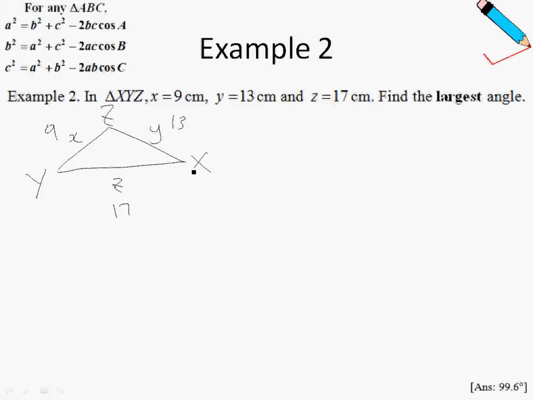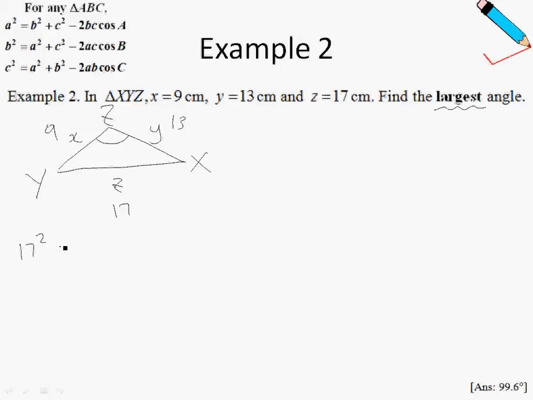The important thing to take note of here is that the largest angle will correspond with the longest side. Say again, the largest angle, in this case Z, will correspond to the largest side. So the largest side is 17, and in this case we will be using the cosine rule again.